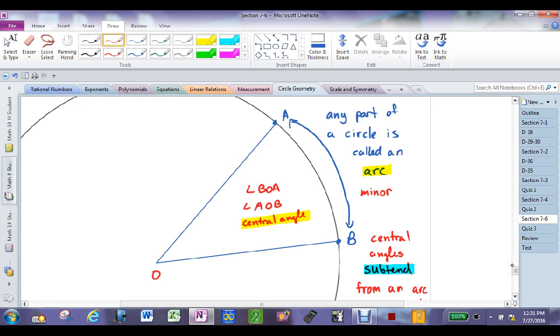Everybody should have their angle written, yeah? Mine is 43 degrees. Let me double check. 42 degrees. Is everybody good?